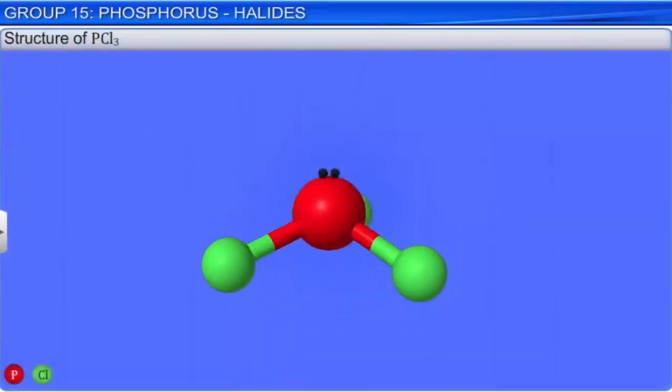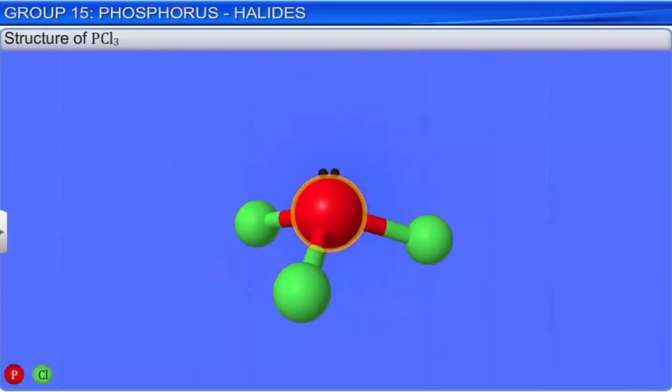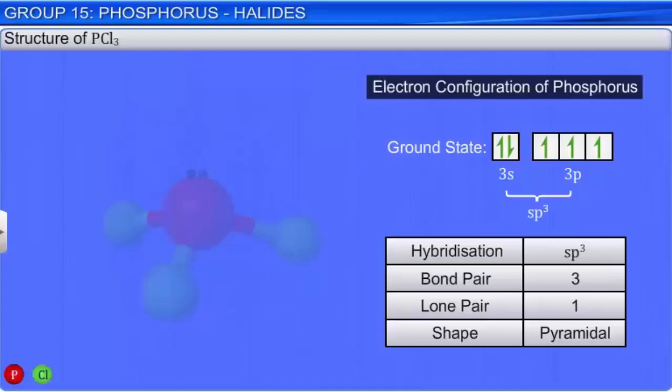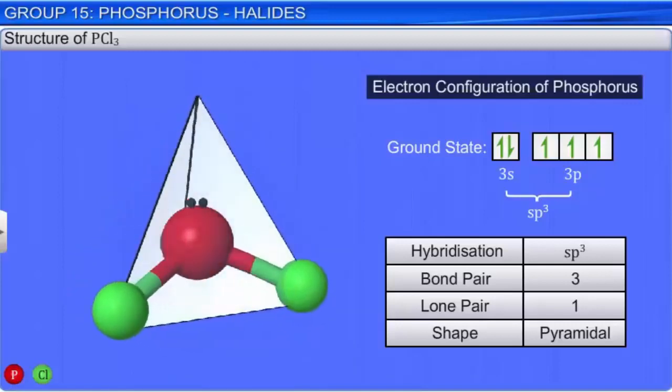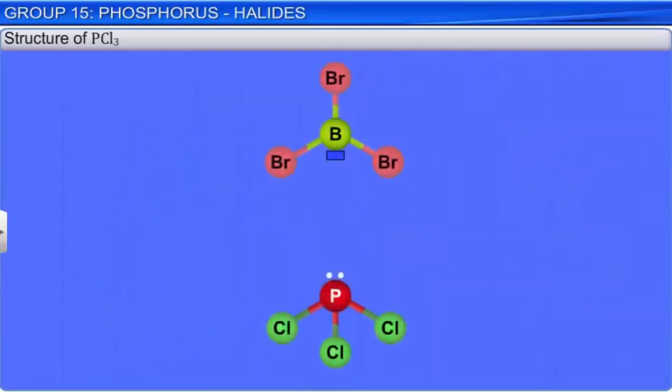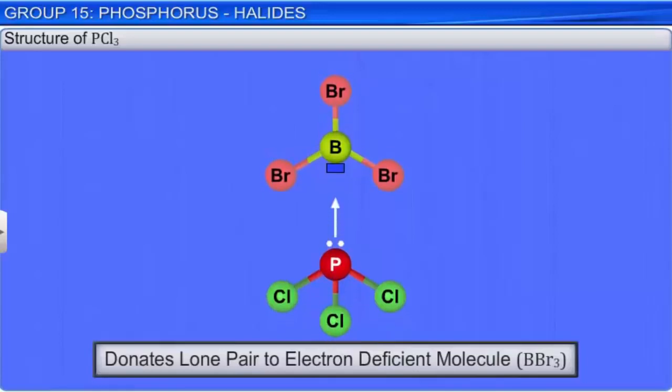Talking about its structure, the central phosphorus atom in phosphorus trichloride undergoes sp3 hybridization with 3 bond pairs and 1 lone pair of electrons. On account of this, it has a pyramidal shape. It acts as a Lewis base due to its ability to donate its lone pair of electrons to other electron-deficient ions or molecules.